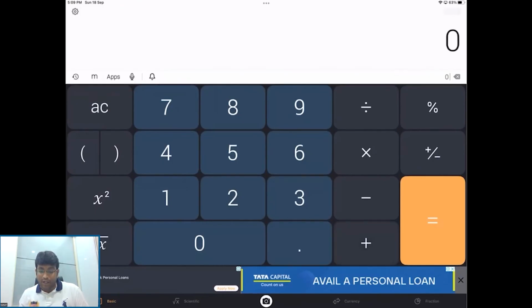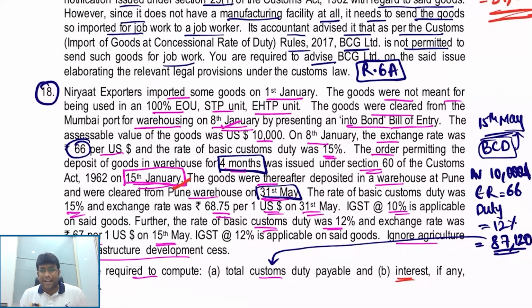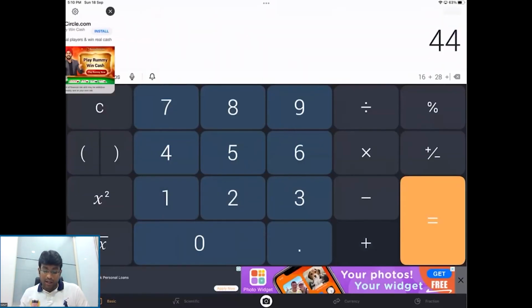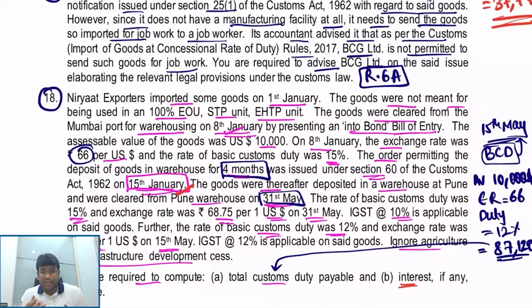Then, once again, when is the order passed, my dear friends? The order has been passed on 15th of January. For how many days can you put goods in the warehouse? You can put in the warehouse for a period of 90 days. That means 16 days in January plus 28 days in February plus 31 days in March plus 15 days in April. So 15th April, story is over. Correct, my dear friends? So basically, your 90 days is getting expired. Yes or no, my dear friends?